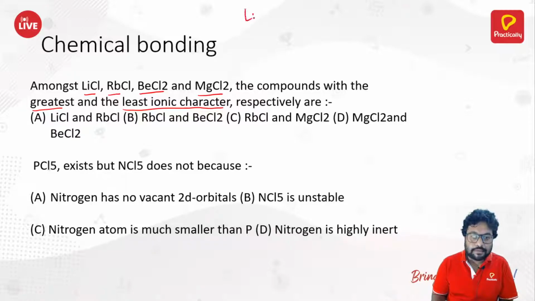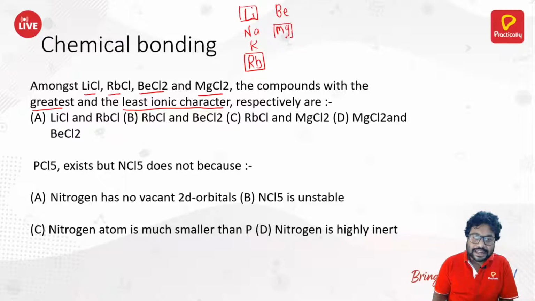You have lithium, sodium, potassium, rubidium. So the position of rubidium is this. The position of lithium is this. Then the neighbor of lithium is what? It's beryllium and it's magnesium. Okay, always write in this format. Why am I writing in this format?